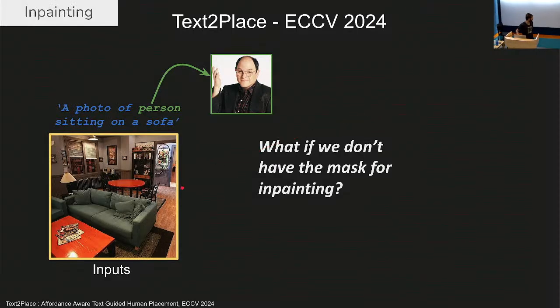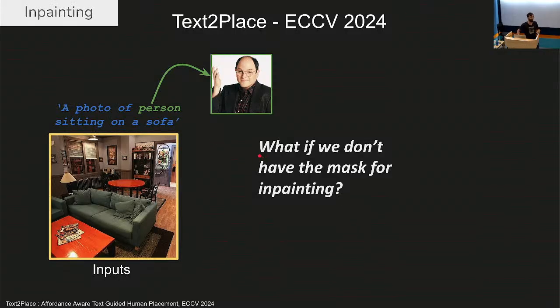So the setup here is, given a background image and a text prompt and a photo of that person that you want to insert, something similar to that cat that we want to insert. But we don't have ground truth here. We cannot cut paste the object. And we don't have the mask also. So it becomes very challenging, like how to define the mask where the person can sit.